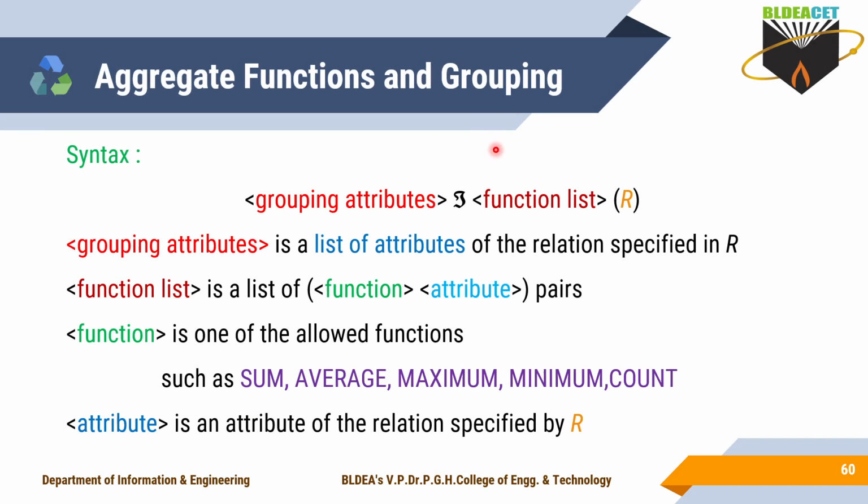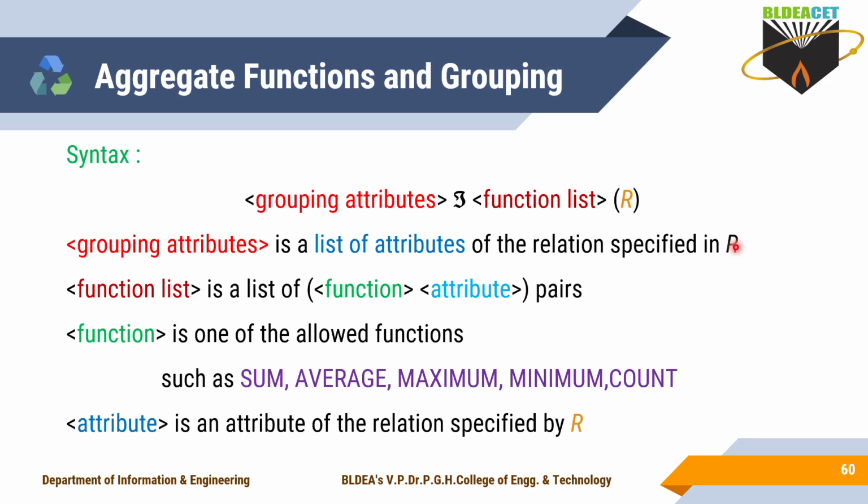Now this is the syntax if you want to go for aggregate functions and grouping. You use one of the notations as an operator. This is the F, what we call script F. Script F is the operator used for aggregate functions, and the syntax is: first you have to specify the grouping attributes, if you want to perform the aggregate functions for a group of attributes. Next is the script F operator. Next is the function list. What functions do you want to perform? Those function lists you have to specify here, and the relation name on which you want to perform them you have to specify here.